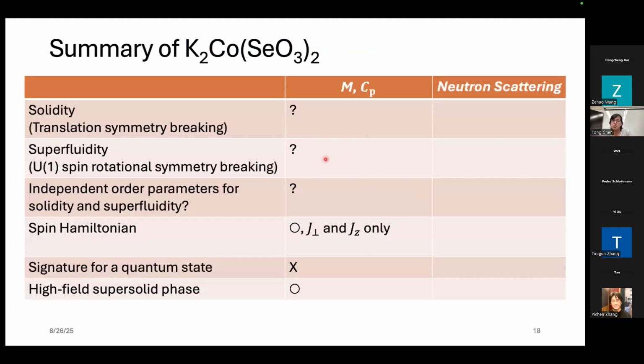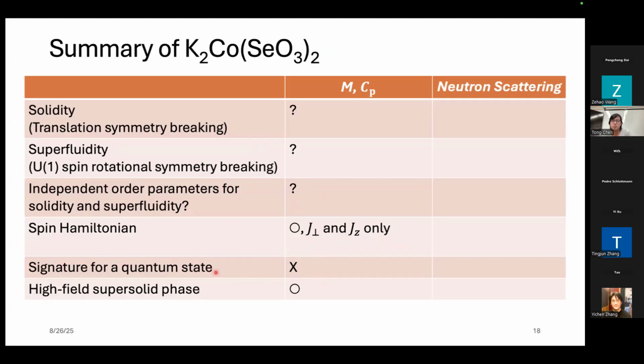Okay, so here's a summary of the thermodynamic measurements we have on K2Co. We don't know a lot about the solidity or superfluidity. There's no signs of these. And we also don't know if they're independent order parameters. For the spin Hamiltonian, if we assume it is XXZ model-like, then we now have an estimation of J perpendicular and JZ.